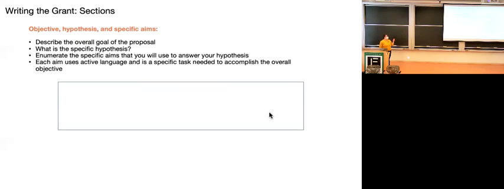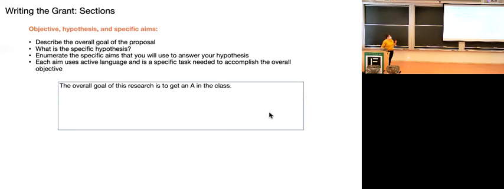What are your specific hypotheses, or the specific hypothesis you're going to test in the grant? Sometimes it's hard with math to say what we're testing, but you can kind of think of it, and I'll show you how I wrote it. Enumerate the specific aims that you're going to do, and I emphasize again, use active language because you're going to be doing the grant, so use a verb.